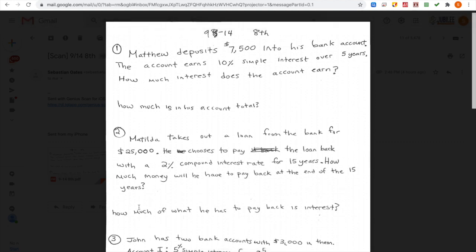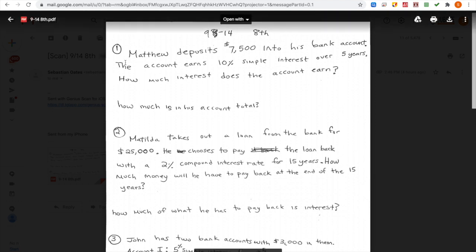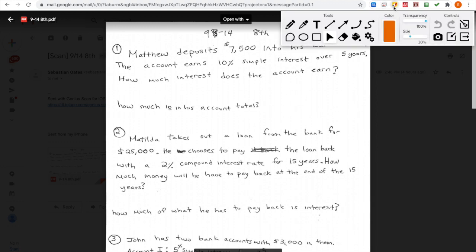So for today's assignment, September 14th for 8th grade, we're going to talk about simple and compound interest, and we're going to practice it just a little bit more. So for number one, Matthew deposits $7,500 into his bank account. The account earns 10% simple interest over 5 years. How much interest does the account earn?